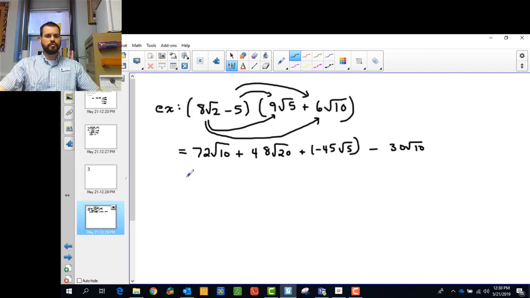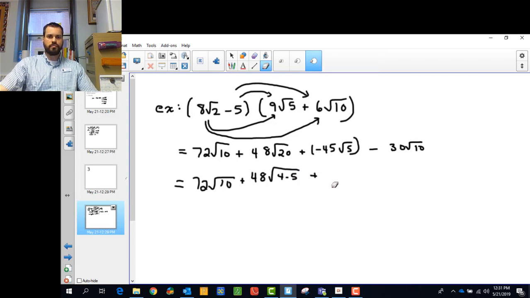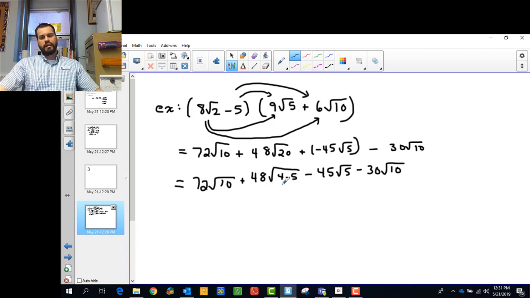Then we're going to try to simplify. 72 root 10 doesn't simplify. 48 doesn't, but root 20 does. So we can go 4 times 5. And then, actually, instead of writing a plus there, I'm just going to write a minus 45 root 5. And then minus 30 root 10. That also does not simplify.